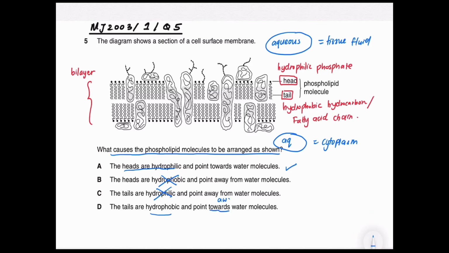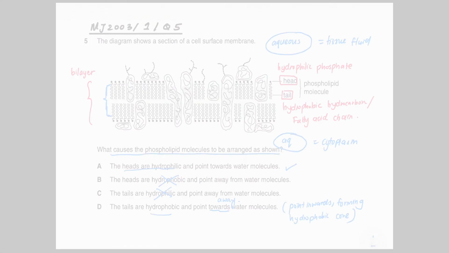away from water molecules. That's why they point inwards, forming a hydrophobic core, which is here. So this is the main part of the membrane that actually prevents water-soluble molecules from passing through. So the only correct answer here is A.